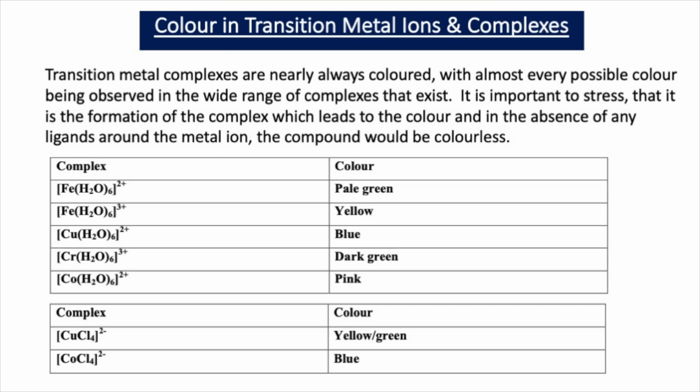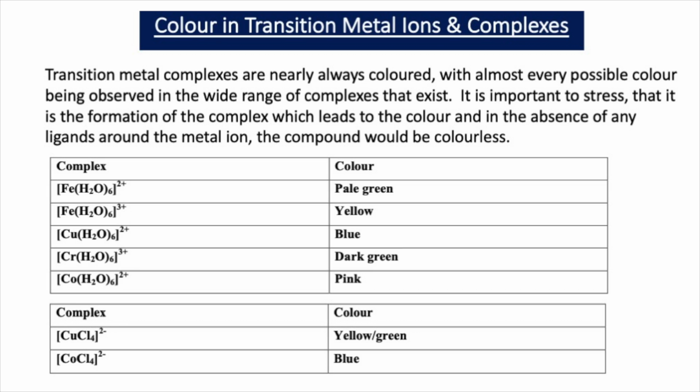So let's start by looking at some examples of transition metal complexes and the different colours that they exhibit. Transition metal complexes are nearly always coloured, with almost every possible colour being observed in the wide range of complexes that exist. It's important to stress that it's the formation of the complex which leads to the colour, and in the absence of any ligands around the metal ion, the compound would be colourless.